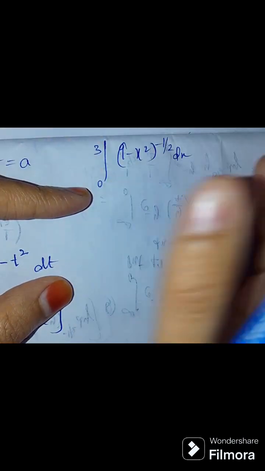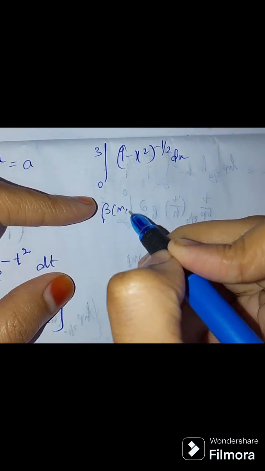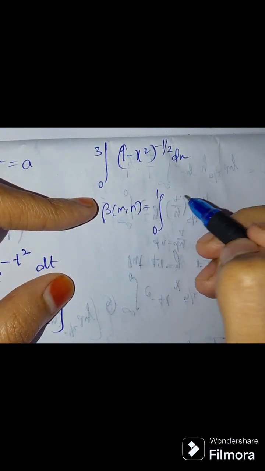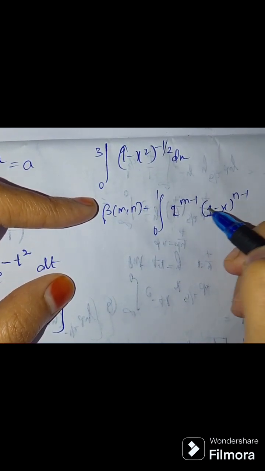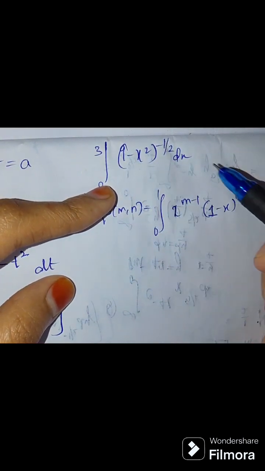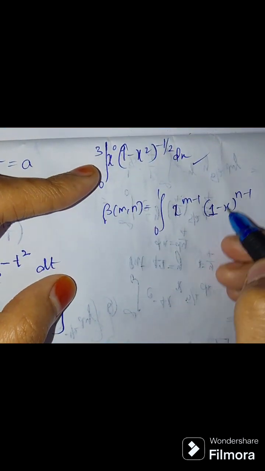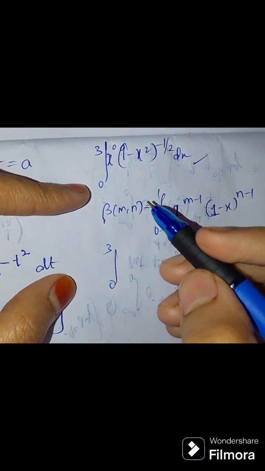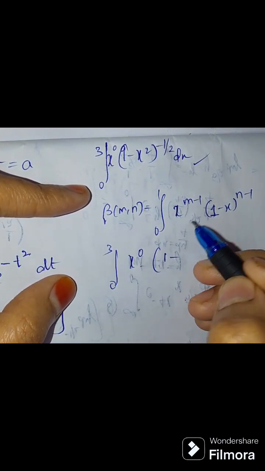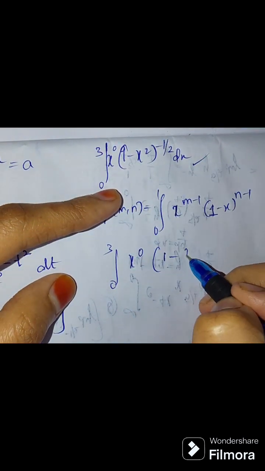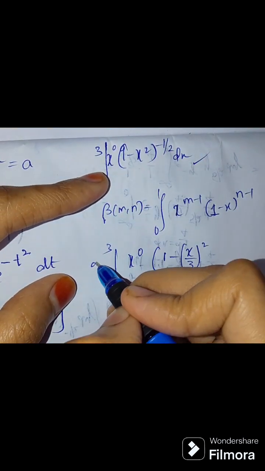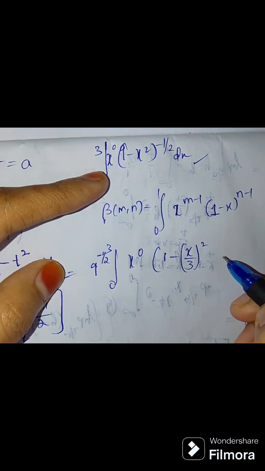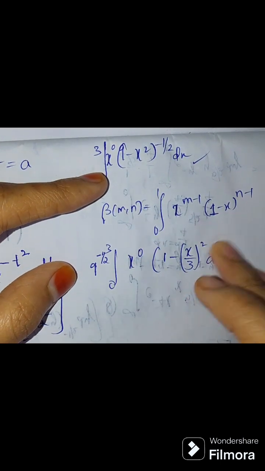So evaluate this. By seeing the limits, this is a beta function. But for the beta function, what is the formula? Integral 0 to 1, x power m minus 1, 1 minus x power n minus 1. So I want only 1, nothing else, but I have 9 here. And I also need an x term, but I don't have one, so I can write x power 0. I'll create 1. How? I'll take 9 common. So it will become x power 0, 1 minus x by 3 whole square. I'm writing x by 3 whole square. Taking 9 common gives 9 power minus 1 by 2, dx. So now it is in this form.